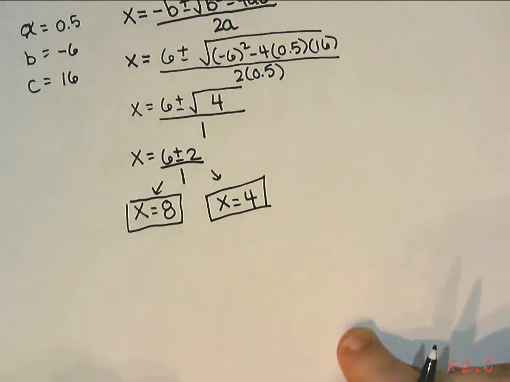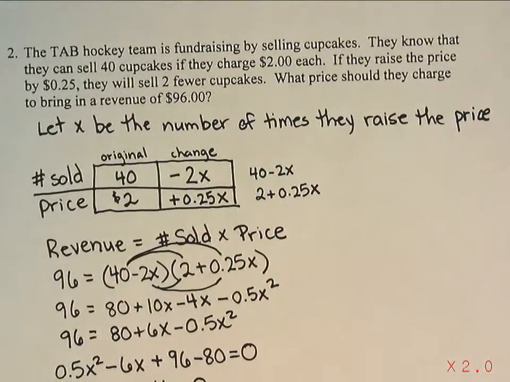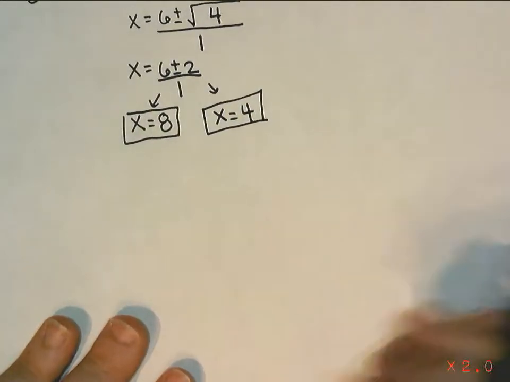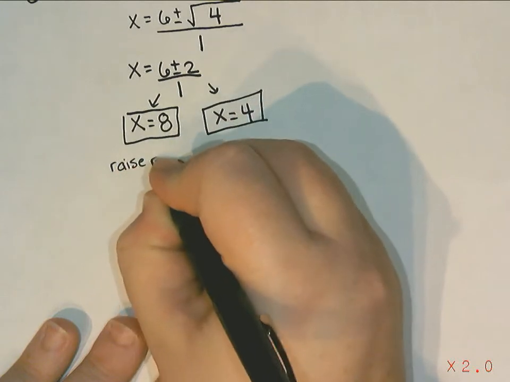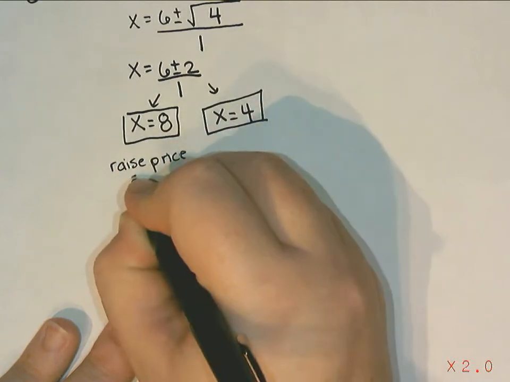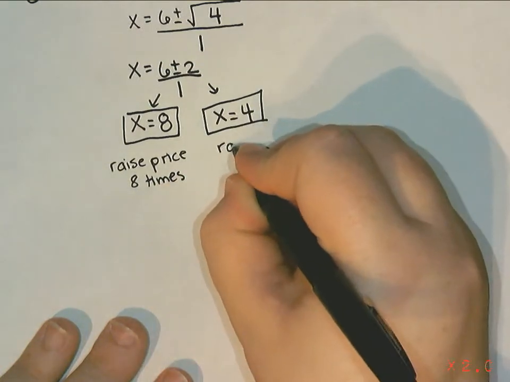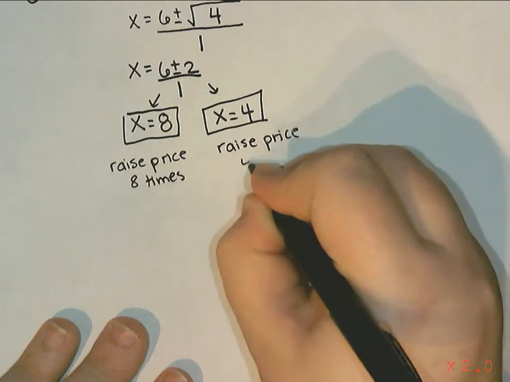Now, what did we let x be in this question? I like to go back up and check my let statement. We let x be the number of times they were going to raise the price. So what this means is they are either going to raise the price 8 times, or they're going to raise the price 4 times.